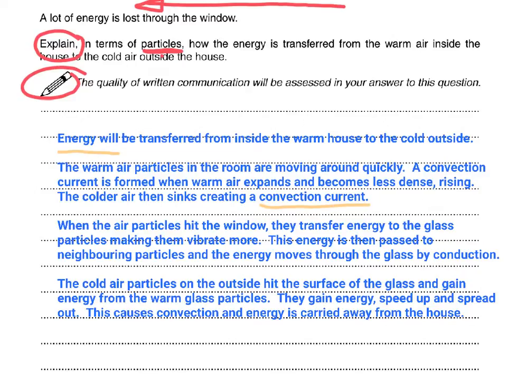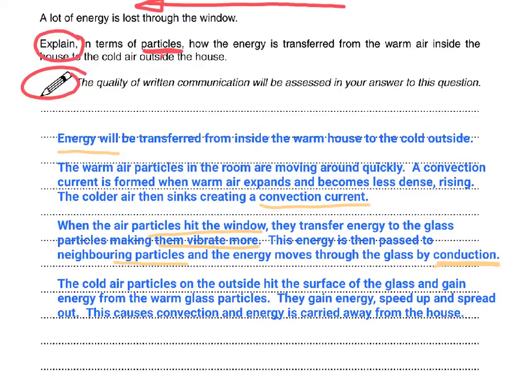Then I want to talk about how the energy is then transferred to and through the window. So when you have these air particles moving around the room, they're going to collide or hit the window, and they're going to transfer their energy to the glass particles, making them vibrate more. This energy is then passed to their neighbouring particles, and the energy moves through the glass by conduction.